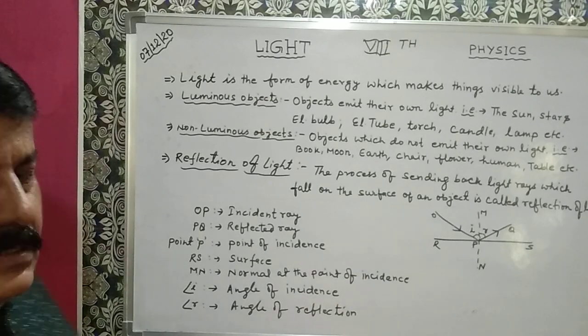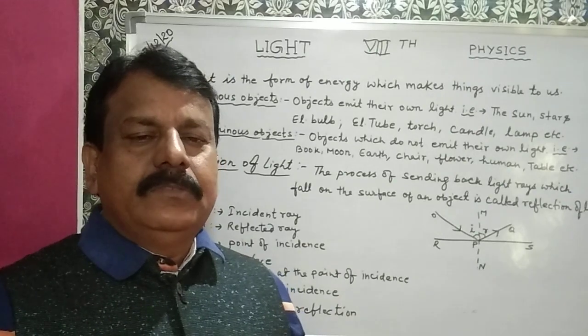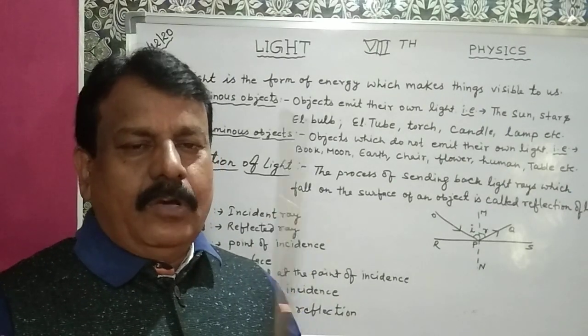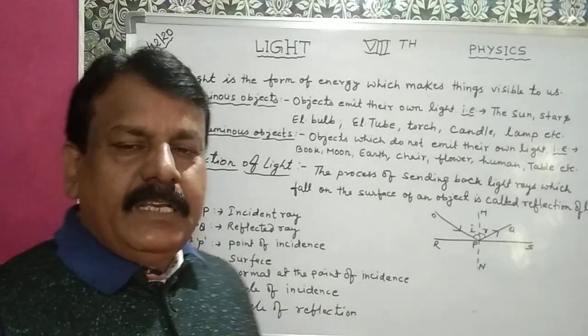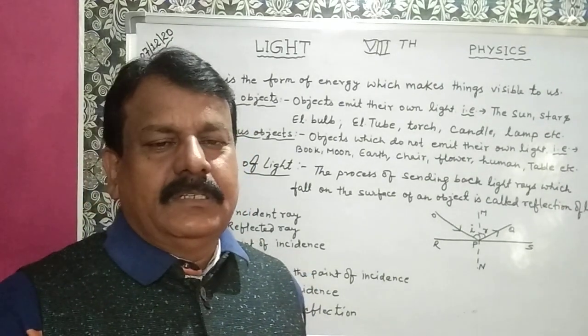So here two things are important. What is the angle of incidence? This is the angle formed between the incident ray and the normal. And what is the angle of reflection? The angle formed between the normal and the reflected ray.